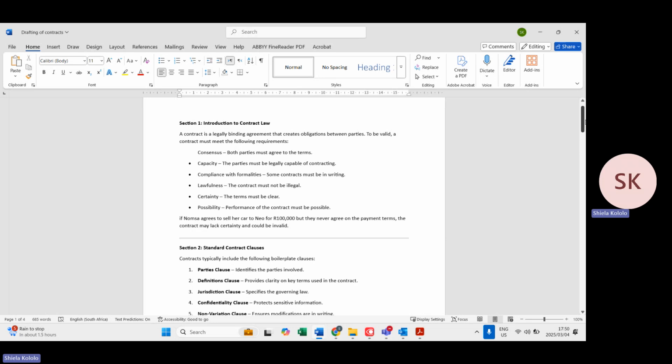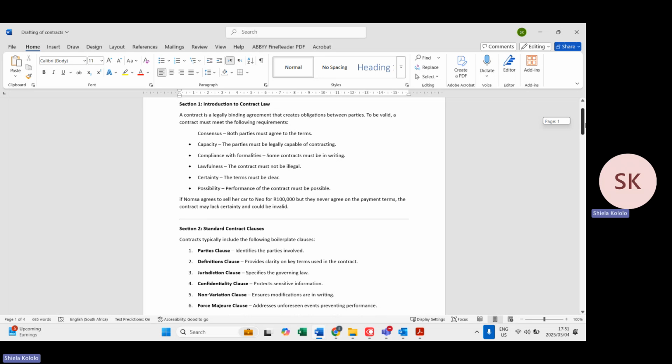So, for example, let's say Nomsa agrees to sell her car to Newo for 100,000 rand, but they never agree on the payment terms. So it's not clear whether I am paying cash or whether we are going to have an installment sale. Essentially, this contract lacks certainty and could be invalid. Let's say now Newo assumed that she was going to make payment in two parts, only to find out that Nomsa expected Newo to make payment immediately, in full. So you understand that there's a difference in how these parties are understanding each other.